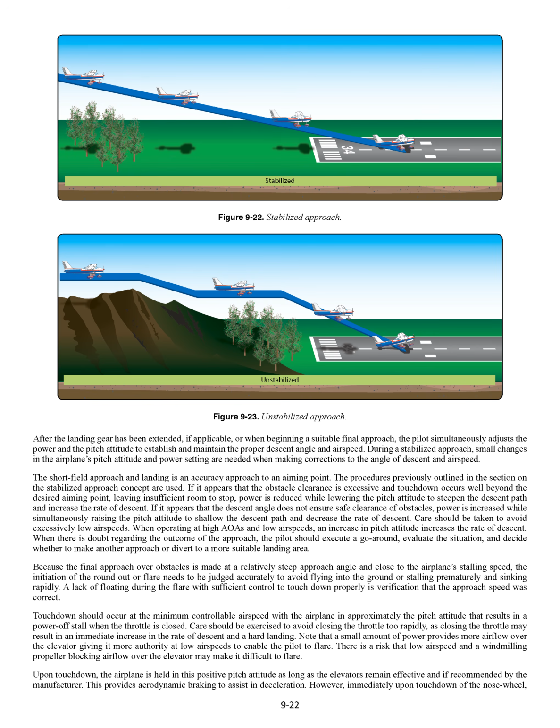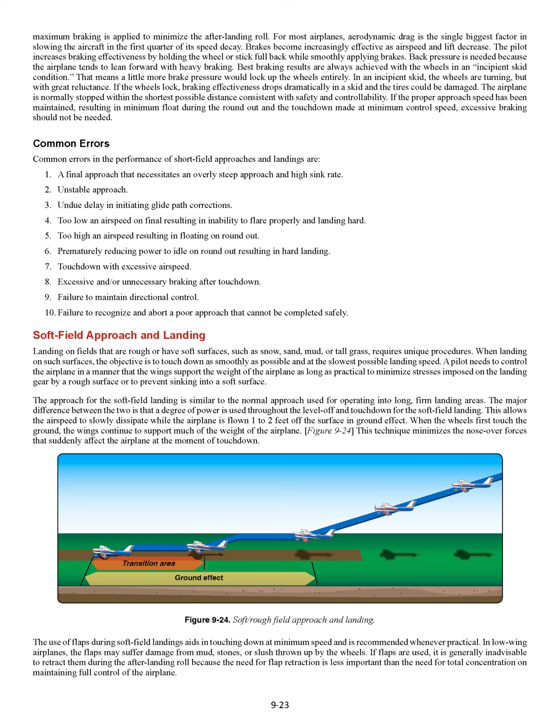However, immediately upon touchdown of the nose wheel, maximum braking is applied to minimize the after-landing roll. For most airplanes, aerodynamic drag is the single biggest factor in slowing the aircraft in the first quarter of its speed decay. Brakes become increasingly effective as airspeed and lift decrease. The pilot increases braking effectiveness by holding the wheel or stick full back while smoothly applying brakes. Back pressure is needed because the airplane tends to lean forward with heavy braking.